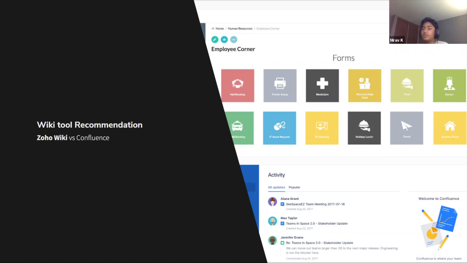So we narrowed it down to two tools, which would be the Zoho tool and the Confluence tool. When I was talking with you guys, you said that Confluence would be a little more complicated to understand and navigate around. Overall, I think this tool would be the best if you guys are willing to put in the time to understand how it works and how you guys would use it.